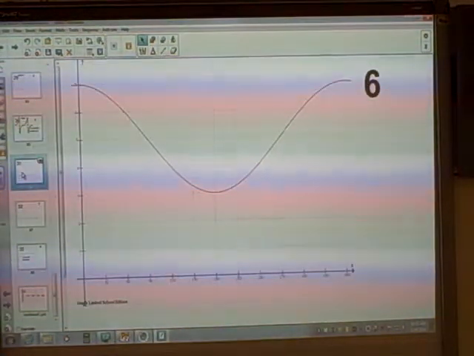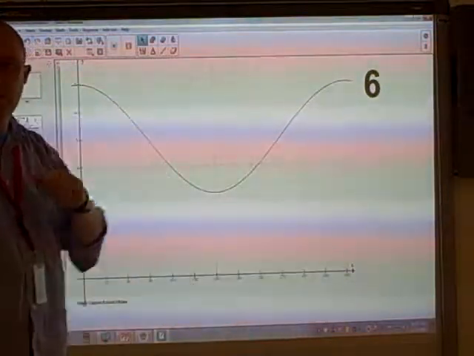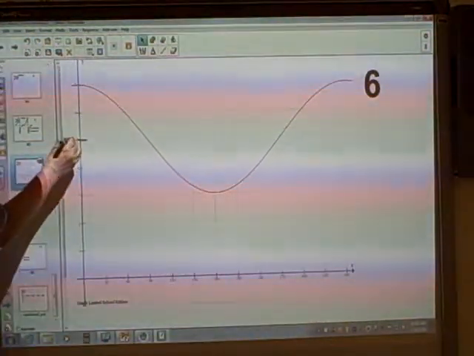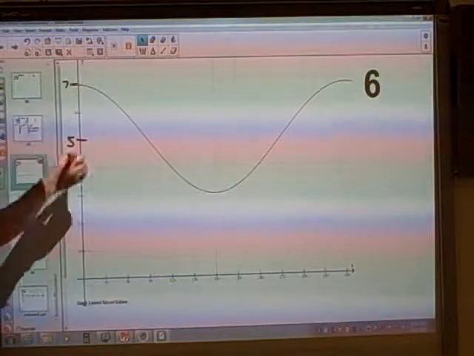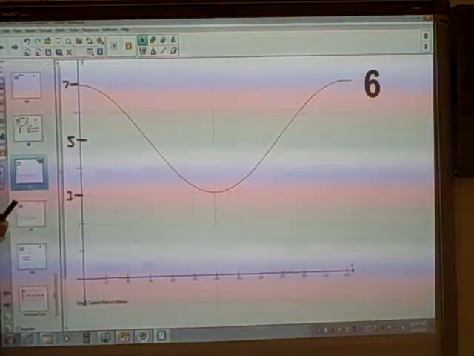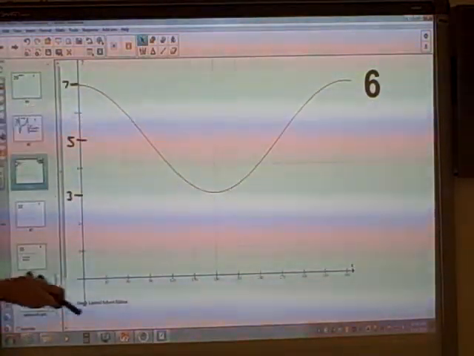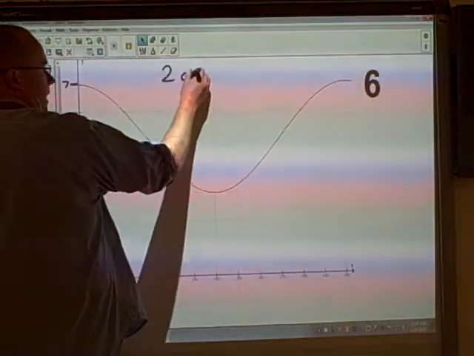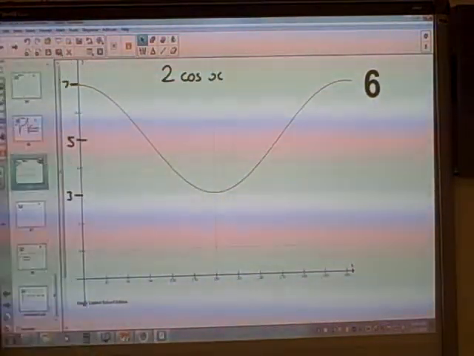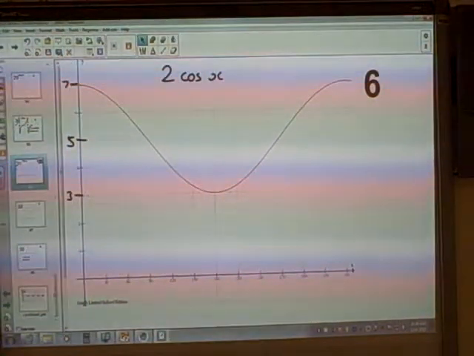For number 6, I can see certainly the shape of cosine. The middle point is 5, the top point is 7, and the low point is 3. So the height of this is 2, so I certainly need a 2 cosine x for this. But that's not quite going to work actually. I need a little bit more than that.